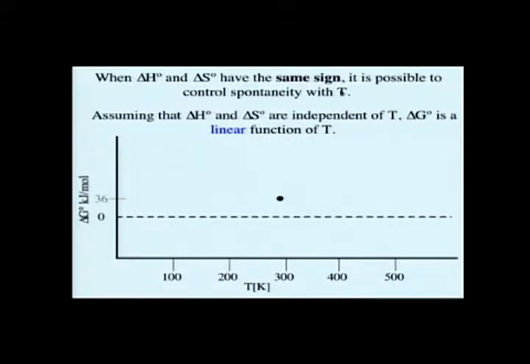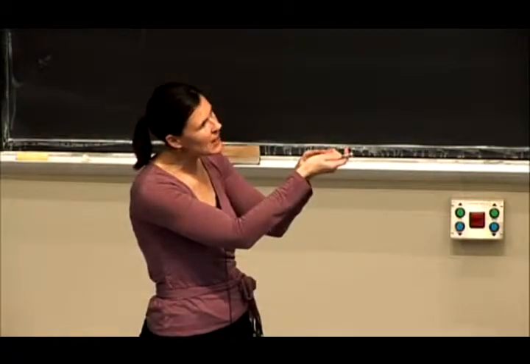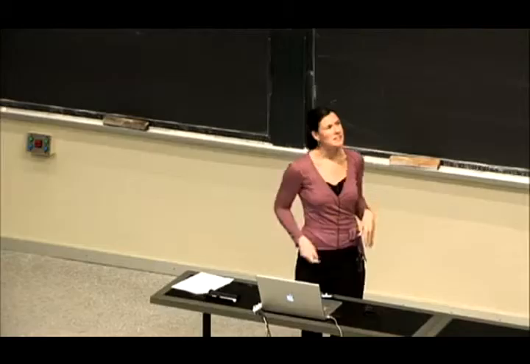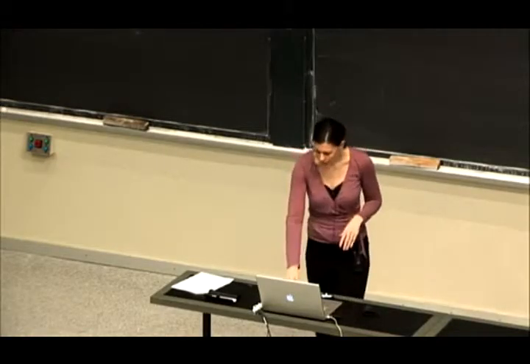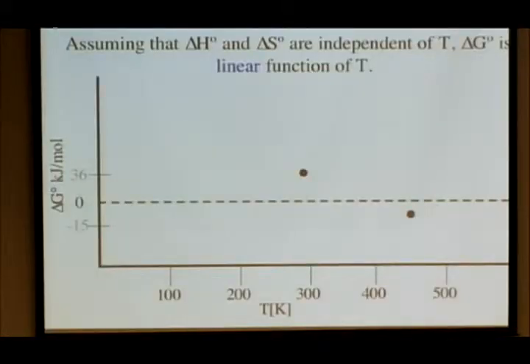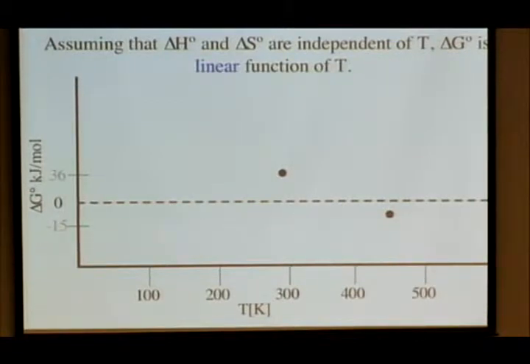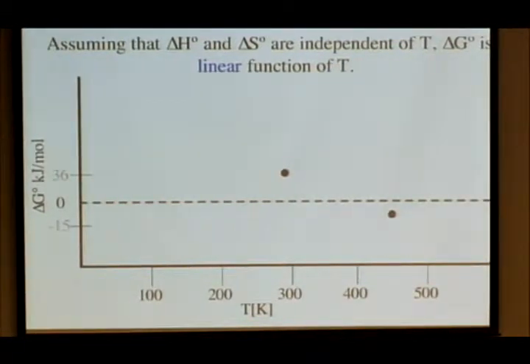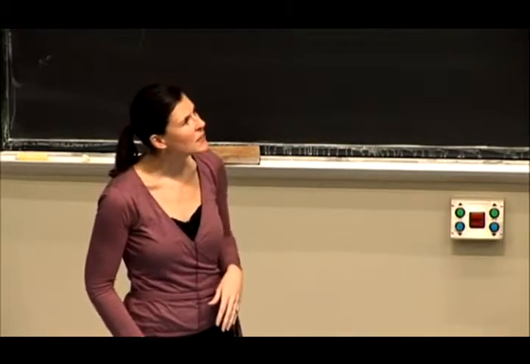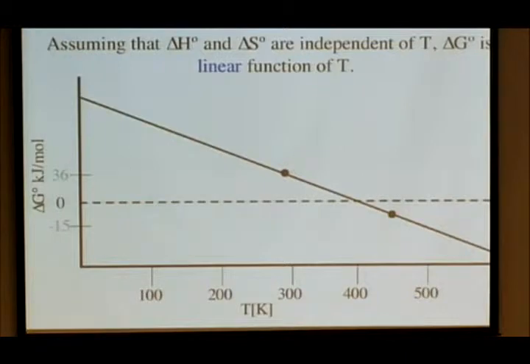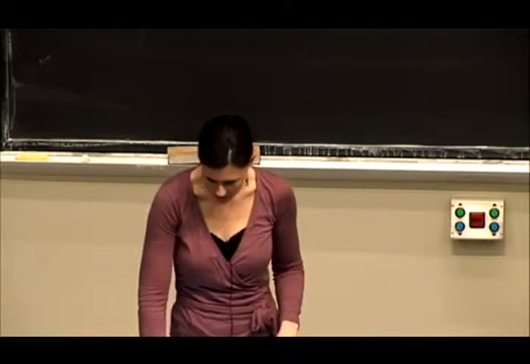Our first point was that at room temperature, about 298 K, the delta G was positive. It was 36 kilojoules per mole. We also saw that once we heated it up to baking temperature, the delta G was negative 15 kilojoules per mole. Since this is linear, we can draw a straight line right through here. Anything below this temperature has a positive delta G, and anything above this temperature is going to have a negative delta G.